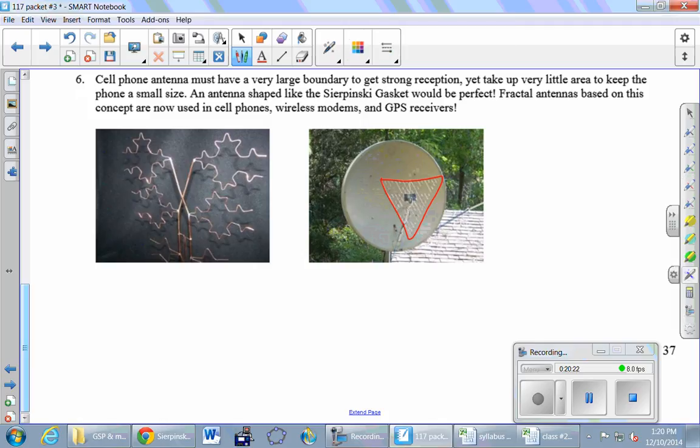And then over here, what shape do these guys look like? Yeah, that's the Koch snowflake stuff that we saw the other day. Same idea, taking up a small amount of space, but a large surface area.